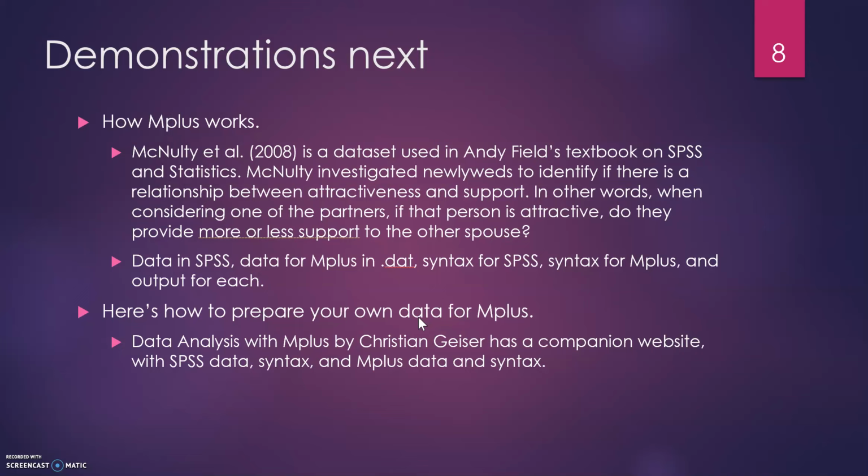Now, this McNulty dataset was provided through Andy Field's textbook on SPSS and statistics. McNulty investigated newlyweds to identify if there's a relationship between attractiveness and support. So if one of the partners is attractive, does that mean they provide more or less support to the other spouse? It's kind of a funny little question. And so in order to look at this data, I provided the data both in SPSS and in Mplus. The format for that is .dat. I also provide the syntax for SPSS, for Mplus, and output for each.